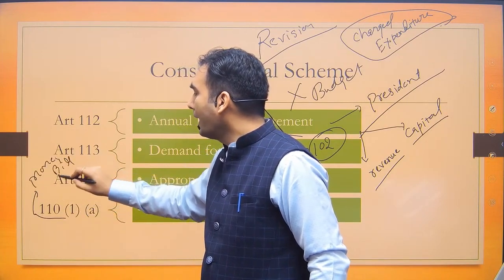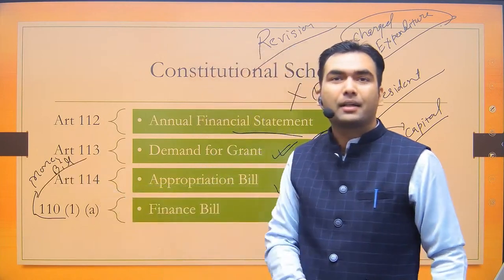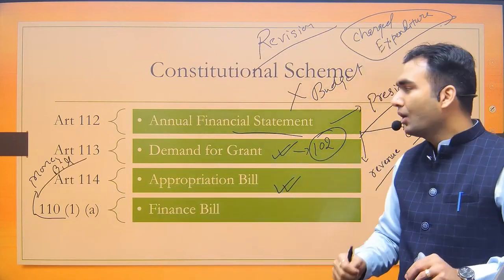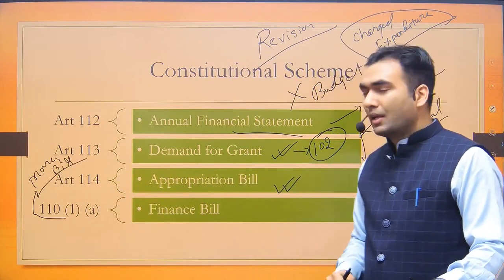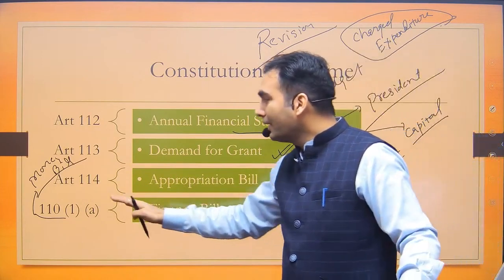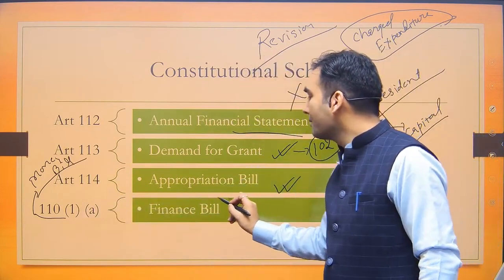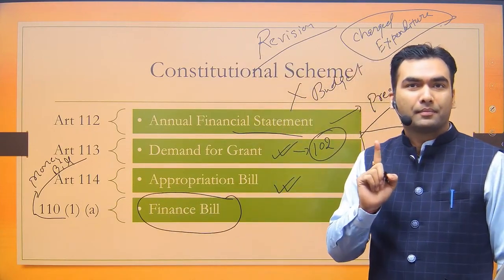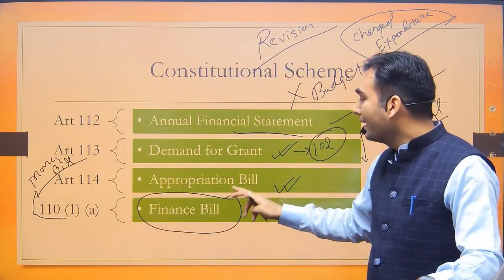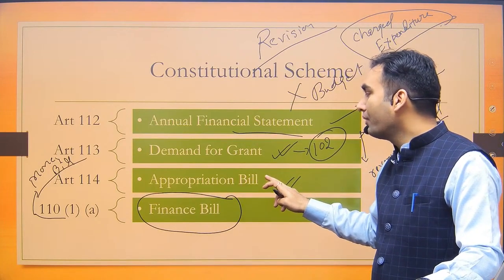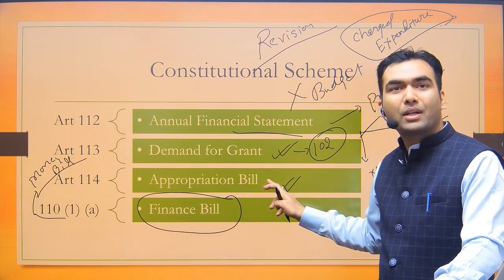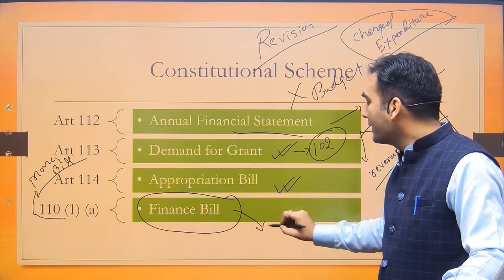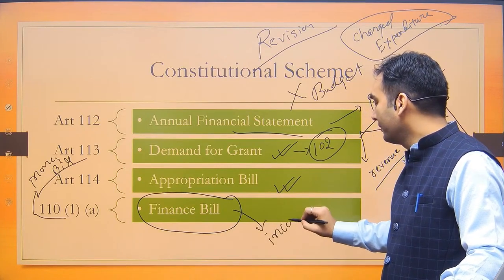This says that all the items mentioned in Article 110 would be part of a money bill. So now from here we can conclude that a finance bill is also a kind of money bill. What is a finance bill? A finance bill is the counterpart of the appropriation bill. Appropriation bill is about expenditure. Finance bill is about income.